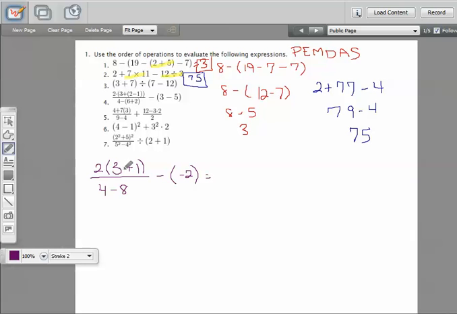Working this now, we still have parentheses of 3 plus 1, which is our 4. I have 4 minus 8 in the denominator, which is a negative 4. And I have a negative minus 2, or minus negative 2. That's going to turn into a plus 2 at the end. But I have to take care of this fraction first. So 2 times 4 is 8, divided by negative 4. So I still have division happening. So 8 divided by negative 4 is a negative 2. And a negative 2 plus 2 is 0. So we actually end up with 0 for number 3.